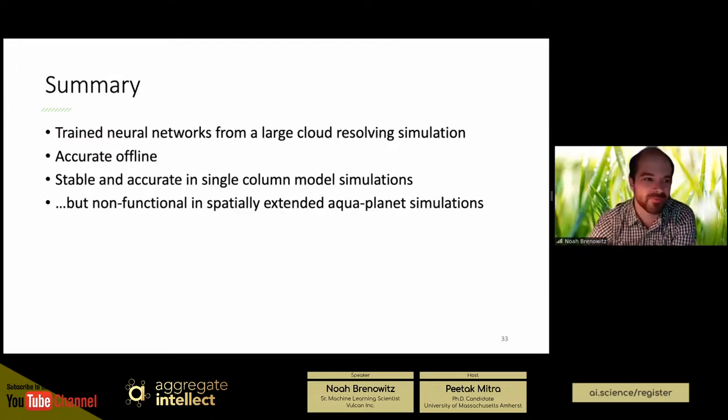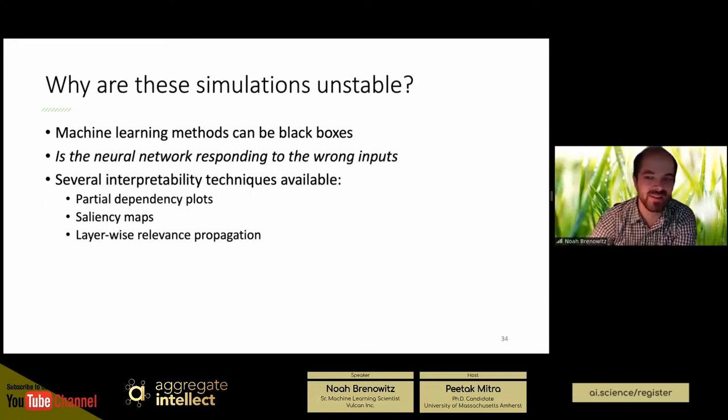So anyway, we've trained these neural networks with a large cloud resolving simulation. They're accurate offline. They're accurate in a so-called single column setup. They still don't work in the spatially extended aquaplanet simulations. And the question is why?